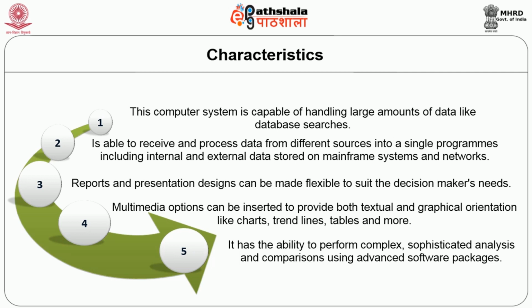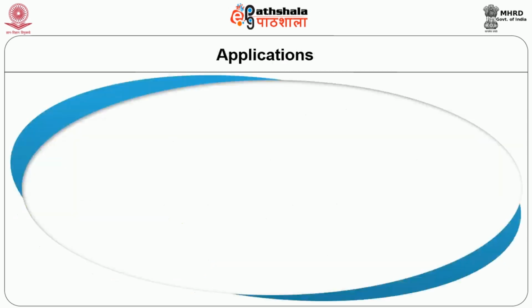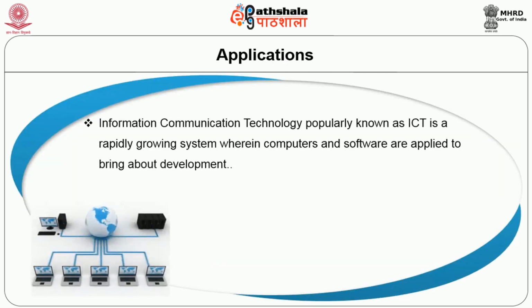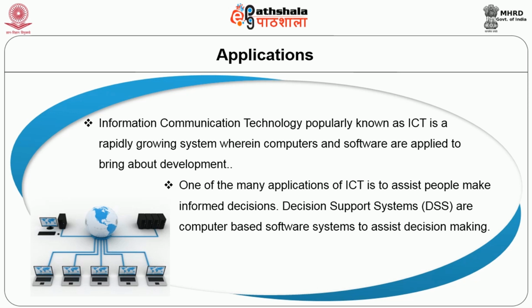Then comparison also is possible. Where do we apply the decision making support system? Information communication technology, popularly known as ICT, is a rapidly growing system wherein computers and software are applied to bring about development. One of the many applications of ICT is to assist people make informed decisions. Decision support systems are computer-based software to assist decision making.